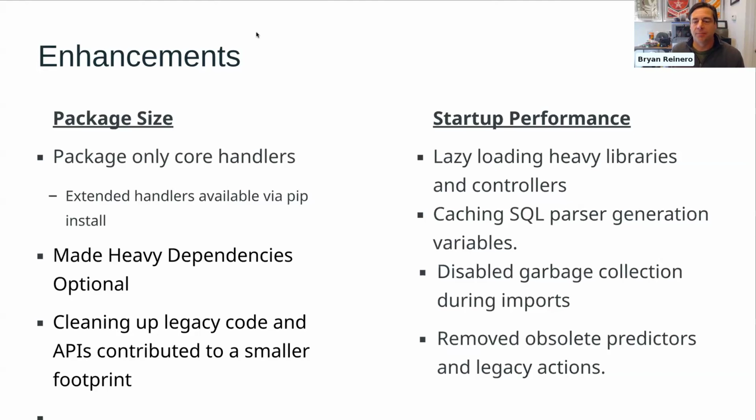Other items: we disabled garbage collection during import phases at the beginning of the process. Garbage collection is, of course, important for efficiency, but as anybody knows, garbage collection can also exact a toll on performance. And so we did some tuning here as well to get it optimized. And then, of course, a little bit more cleanup of addressing obsolete systems and predictors, and cleaning up old actions that were no longer necessary.